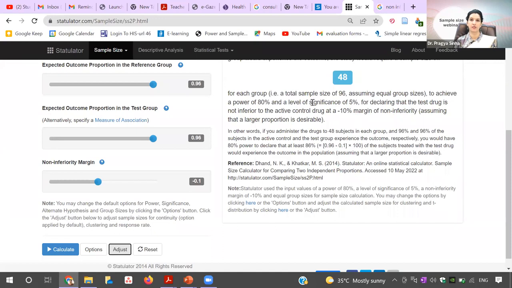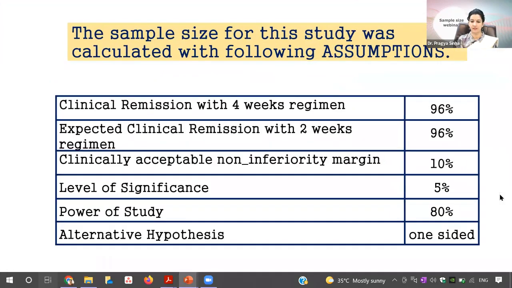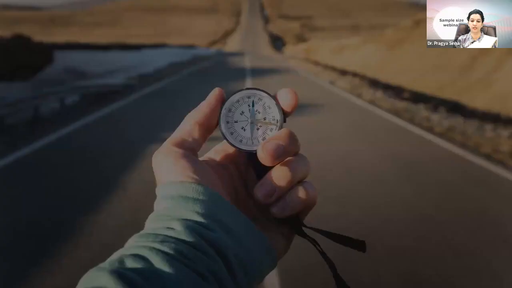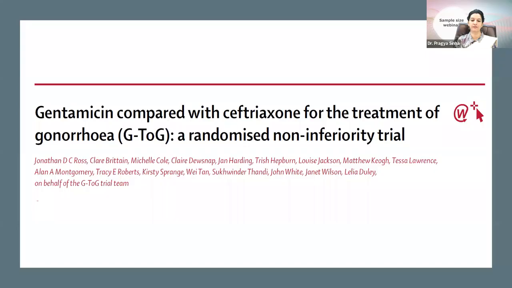So you can see the required sample size is 48. And if you see this, you can see they have calculated 48 patients in each group. So that's how we can use the statulator. But again, you have to uncheck the continuity correction. So now it's your time to practice.